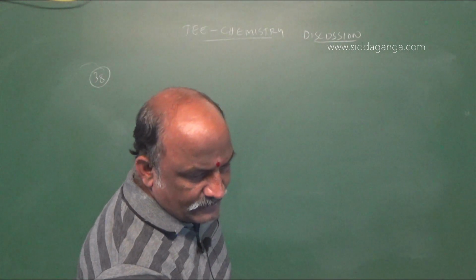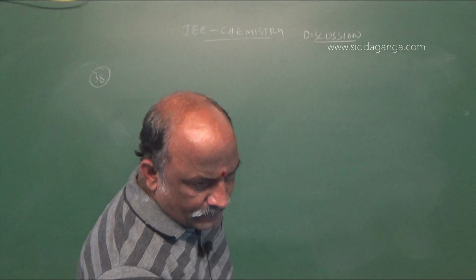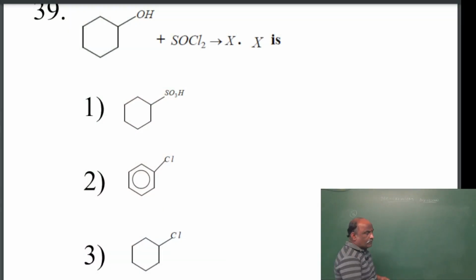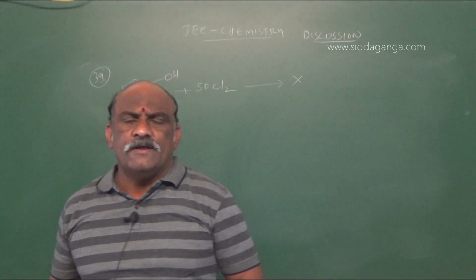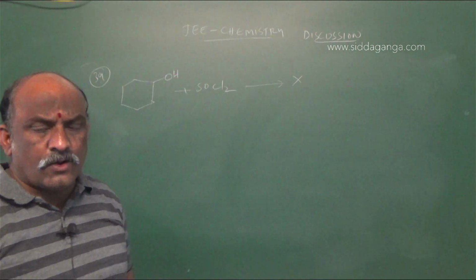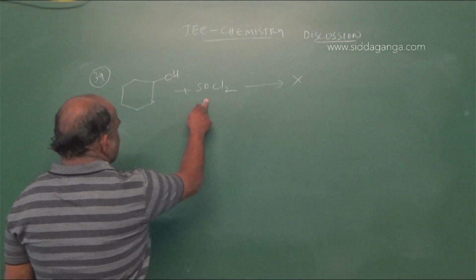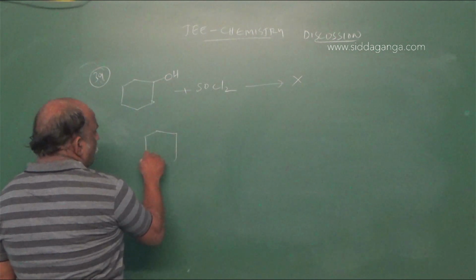Next question number 39, haloalkanes. Simple question. SOCl2 gives X. So what is X? This is alcohol. When alcohol is treated with thionyl chloride, this reaction is called the Darzens reaction. What will be X? In this example, what compound will we get?